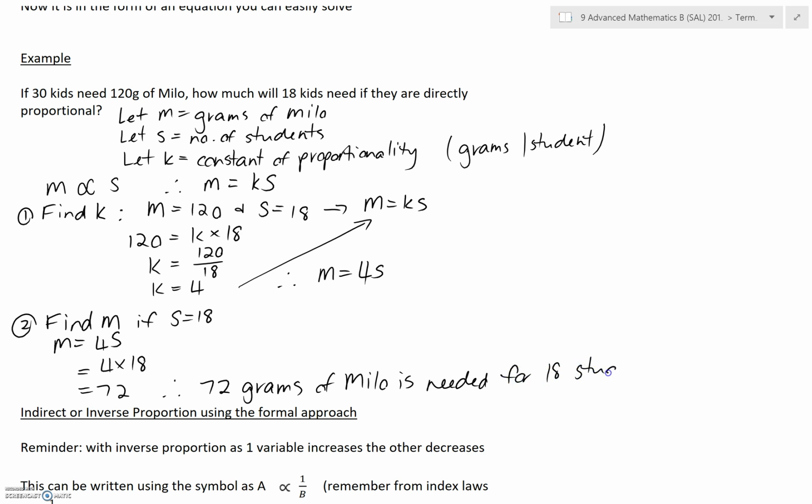So you can see it's exactly what we've been doing before, but written in a more formal way. And now that you know that, this is probably the best way for you to do it now that you understand about direct proportion and indirect proportion. So let's have a go at doing some indirect or inverse proportion using a similar type of formal approach as well.